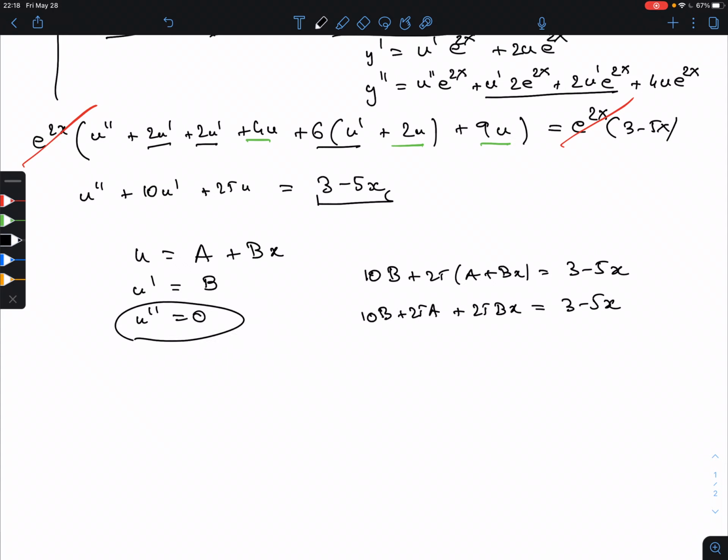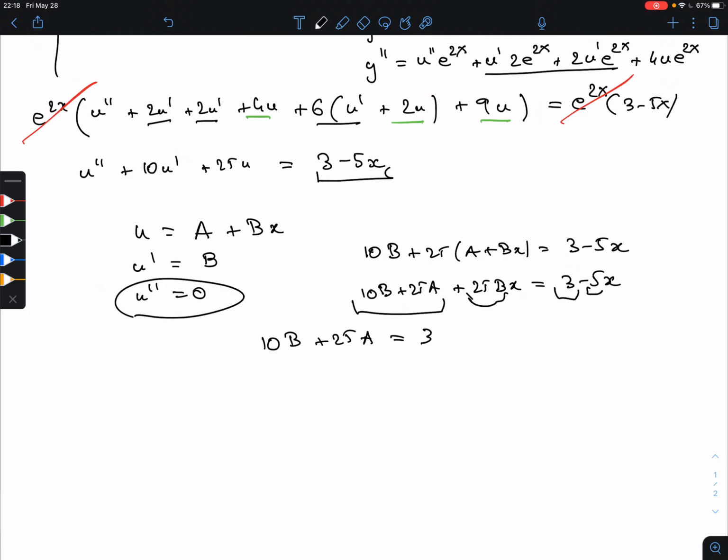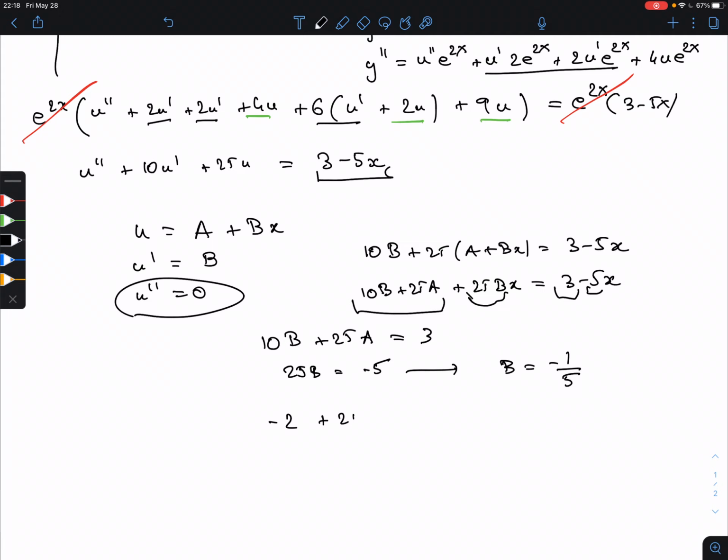No, that's fine. Let's see what we have here, because we can compare the coefficients, right? This is the constant, and this is the coefficient of x. What we want is as many conditions as we have undetermined unknowns a, b, and so on. So that is 3. And then the other one is 25b is -5. So this one we can solve first: b is minus 1/5. Then plug it in there, we get 10 times minus 1/5 is -2, plus 25a is 3. So 25a is 3 plus 2, which is 5. So a is 5 over 25, which is 1/5.